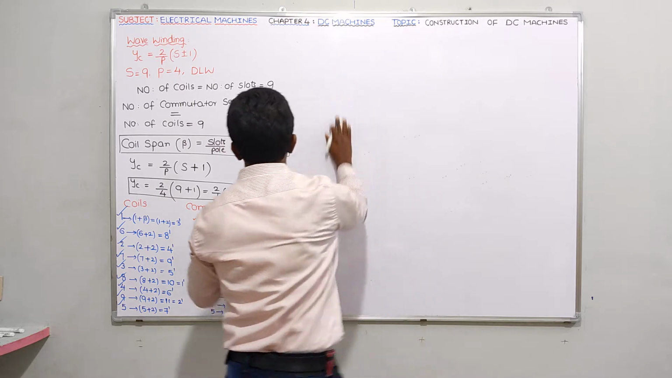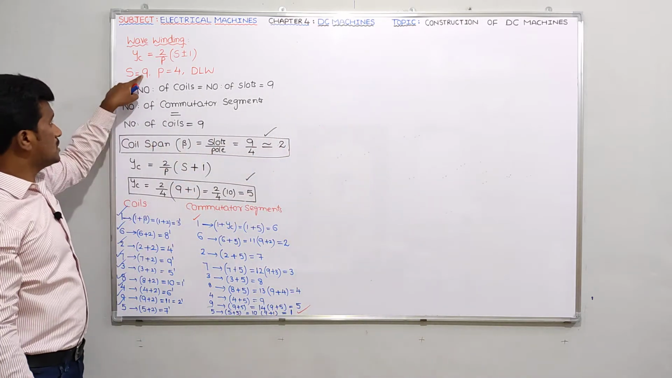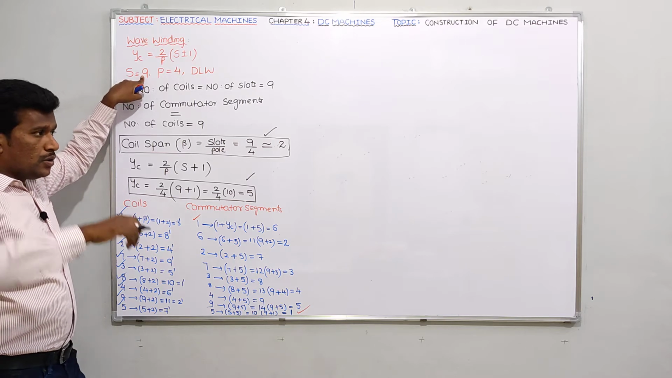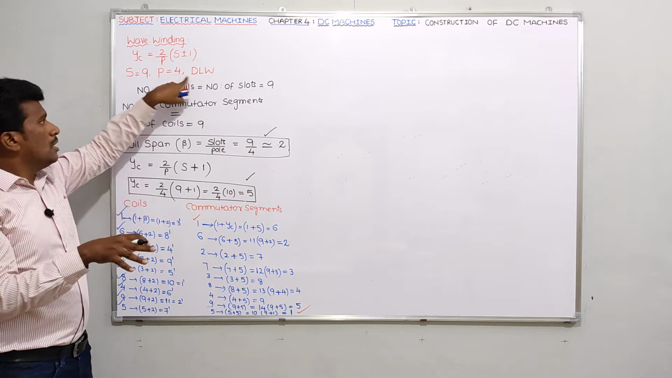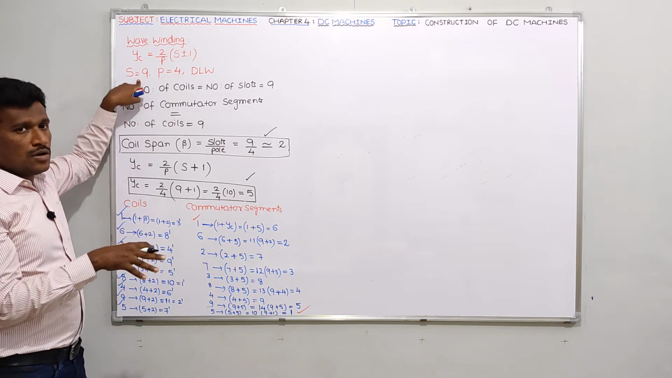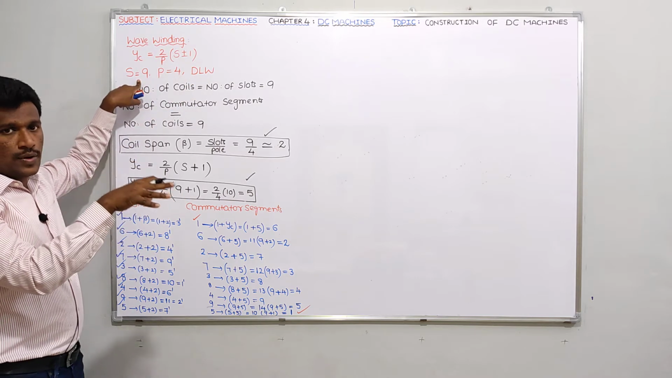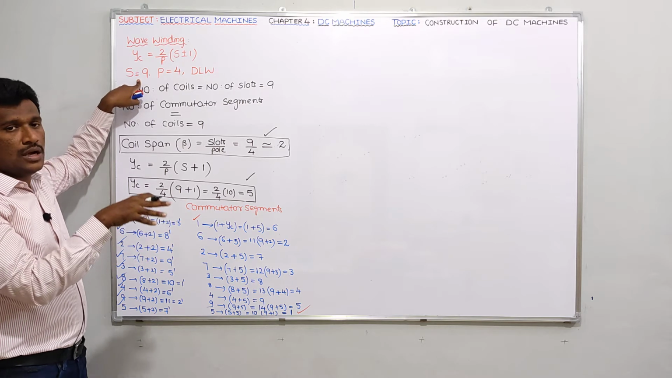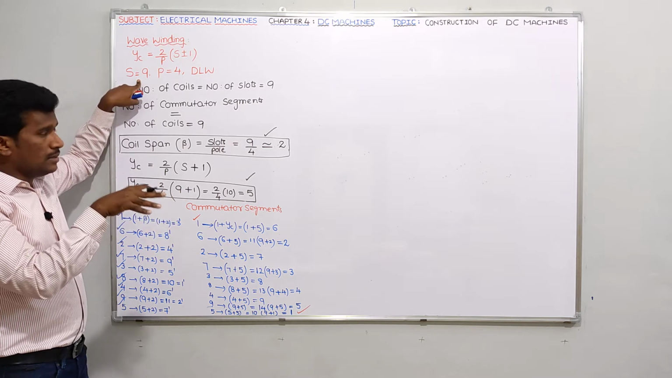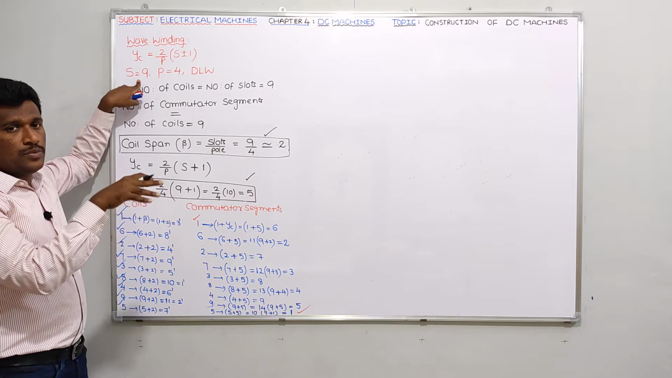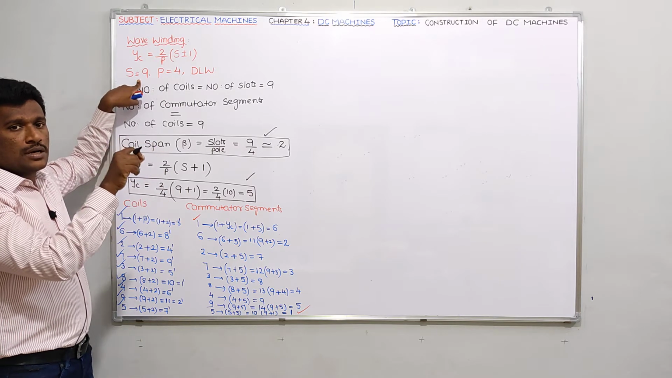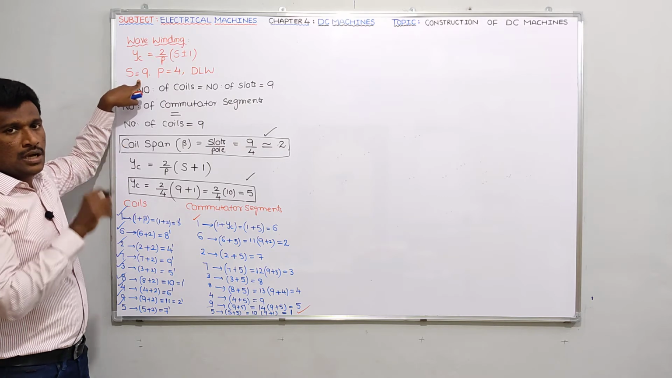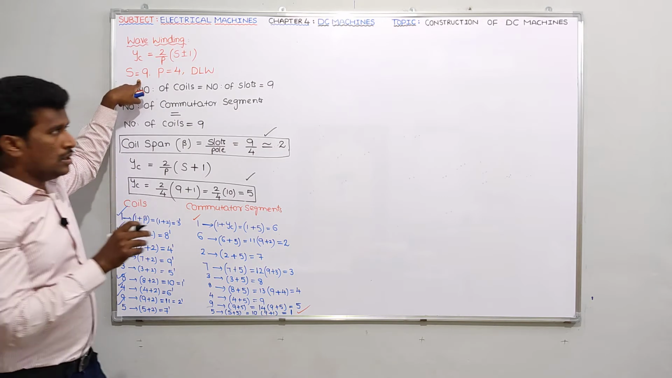Tell me guys, how many slots are there here? 9 slots, no? I already told you it's a double layer winding we are using. In a DC machine we generally use double layer winding, which means each slot has 2 coil sides, nothing but 2 conductors. Example, in slot number 1, 1 is the top conductor and 1 dash is the lower or bottom conductor.